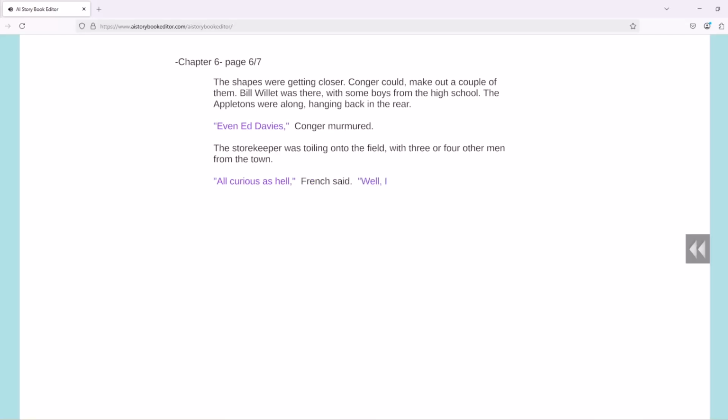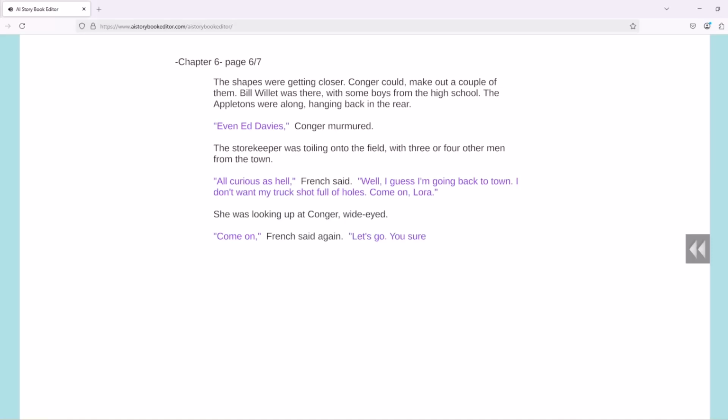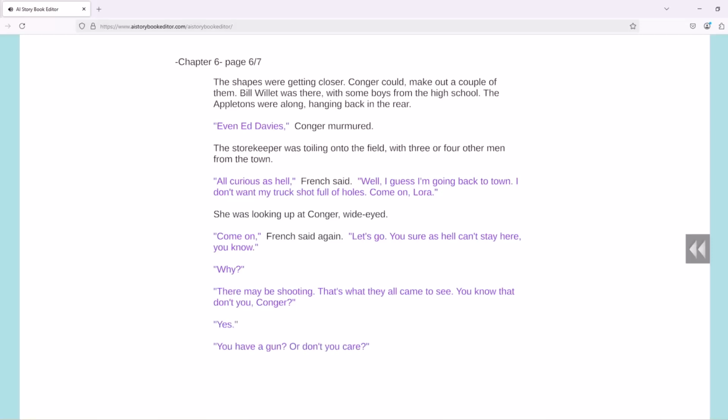"Well, I guess I'm going back to town. I don't want my truck shot full of holes. Come on, Laura." She was looking up at Conger, wide-eyed. "Come on," French said again. "Let's go. You sure as hell can't stay here, you know." "Why?" "There may be shooting. That's what they all came to see. You know that, don't you, Conger?" "Yes." "You have a gun? Or don't you care?" French smiled a little. "They've picked up a lot of people in their time, you know. You won't be lonely." He cared, all right.